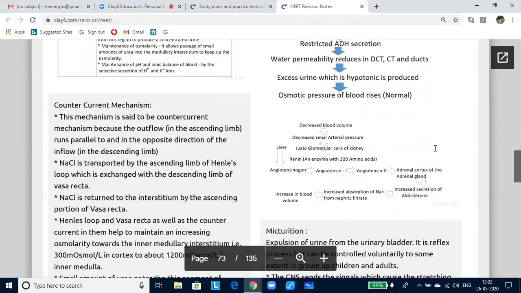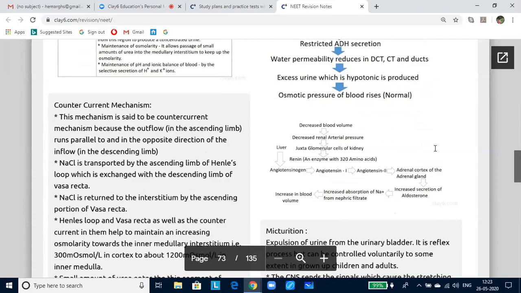Now let us look into osmoregulation and regulation of kidney functions. In humans, kidneys play an important role in osmoregulation. Osmotic pressure of the blood influences many cellular activities. Therefore, the amount of water in the blood and body fluids must be regulated.